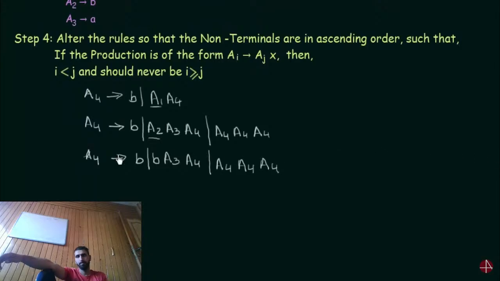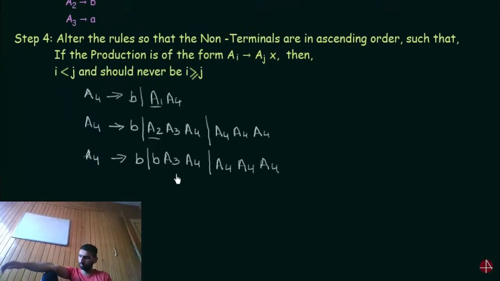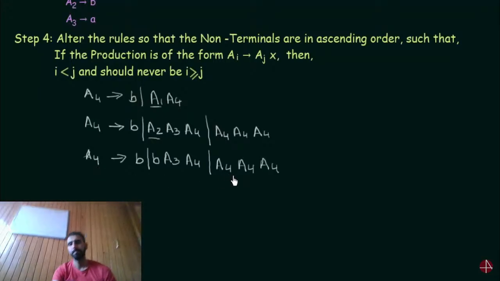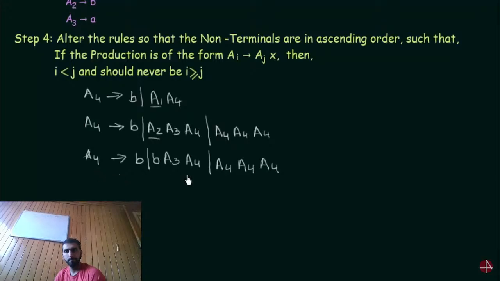So we see that this part is in Greibach normal form now. B and B, A3, A4 are already in Greibach normal form. Now we have to check this part. It says A4 gives A4, A4, A4. Here our I is 4 and J is also 4. So here we are getting a situation where I is equal to J. So that is also not allowed. In step 4 it says that it should never be I greater than or equal to J. So here we are getting a condition where I and J are equal.